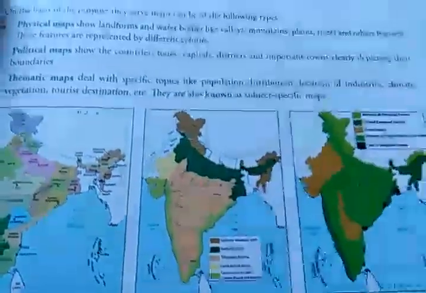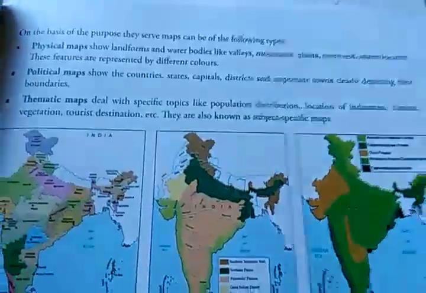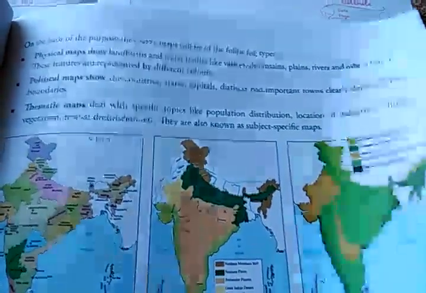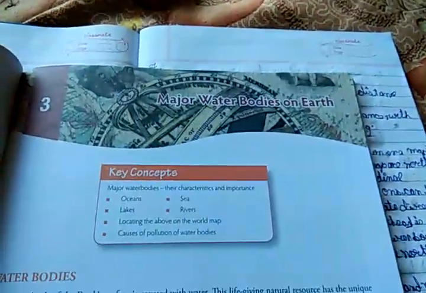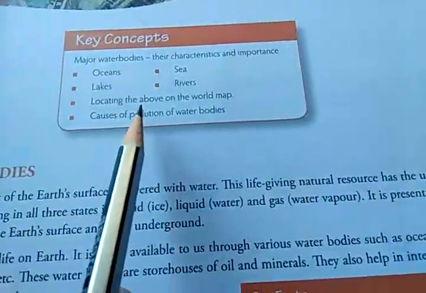So with this we complete chapter 1, and now in this video itself we will proceed to the next chapter. The next chapter is chapter 3, that is major water bodies on earth. And in this some key concepts are given. You can see these are the things which we are going to study in this chapter.